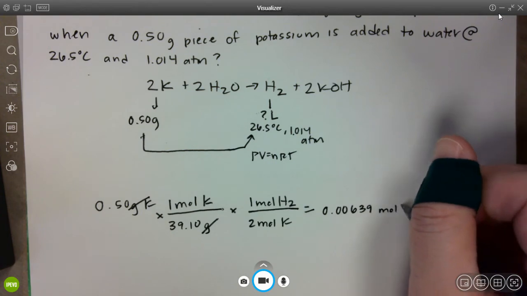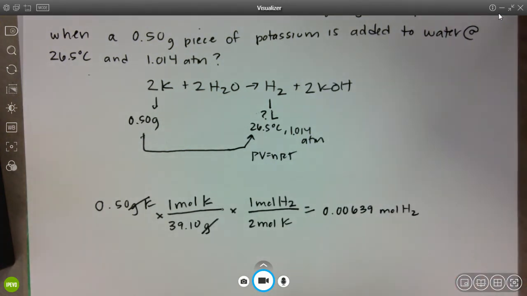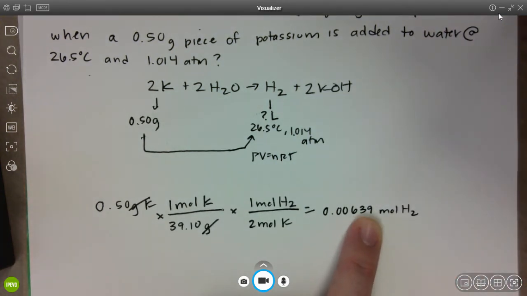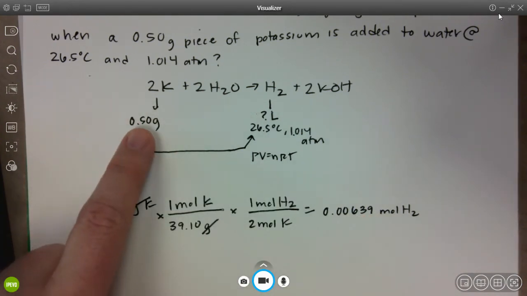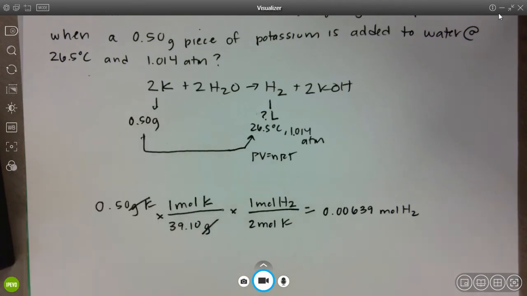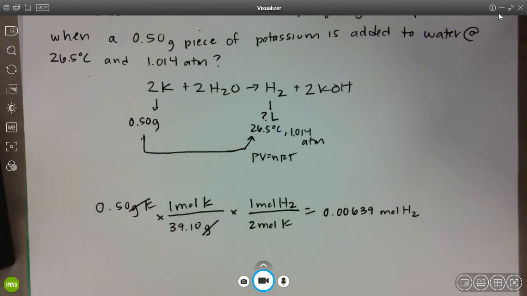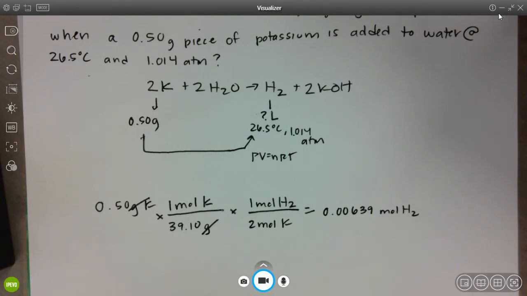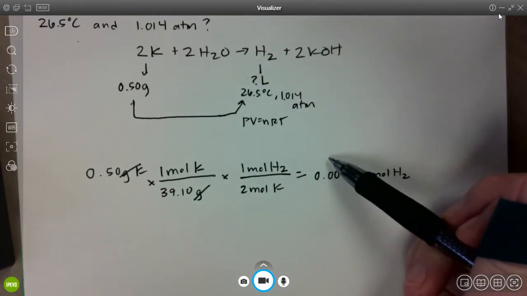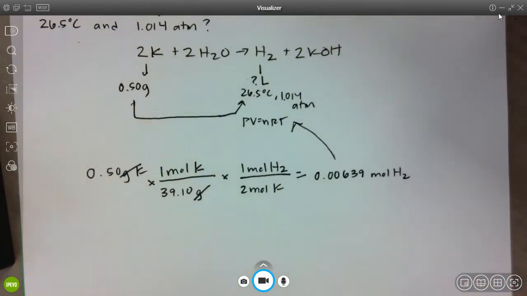0.00639 moles of H2. Now, I know for some of you, your inclination would be to drop off some of these numbers here, but we do not want to do that because we have at least 2 significant figures here. We don't want to lose them. So I'm going to keep these numbers until we get to the end. Okay. So then we've got our moles here.